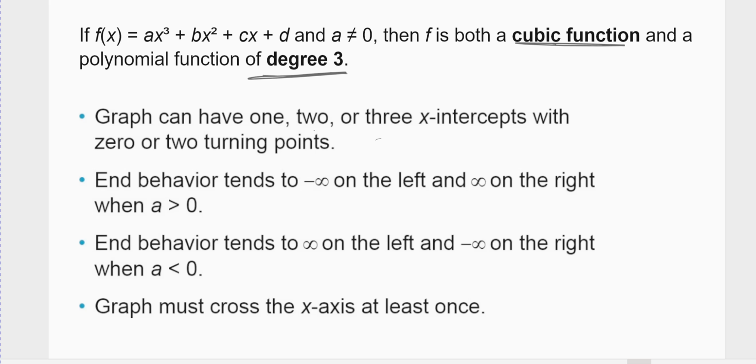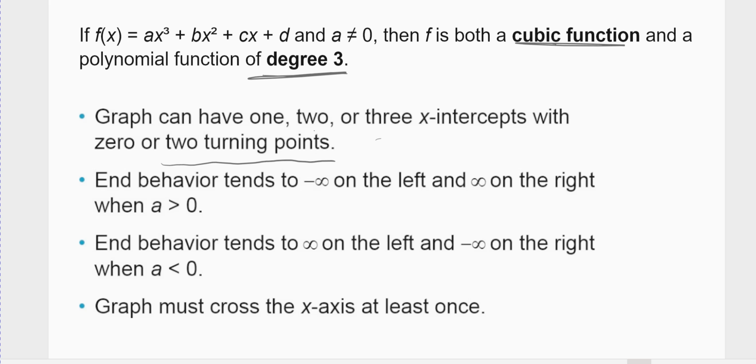And it can have at most 2 turning points. That's it, 2 turning points. It doesn't have to have 2 turning points, but it can have at most 2. And since it's an odd degree, it has opposite end behavior. So if a is positive, it'll go to negative infinity to the left, and it'll go positive infinity to the right, right? So it shoots the same way it's supposed to go.